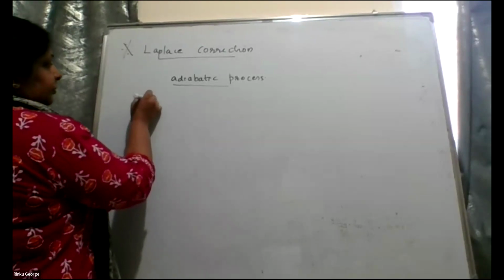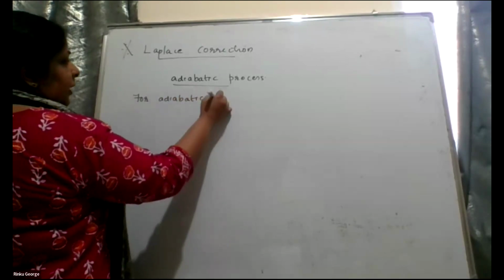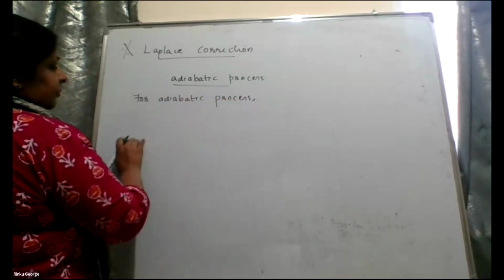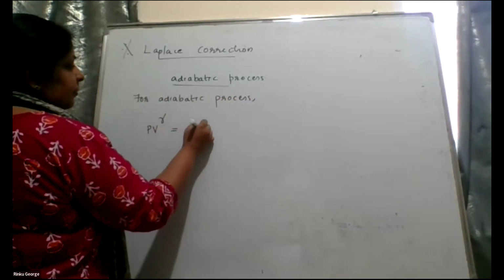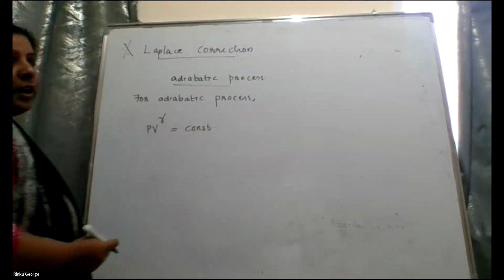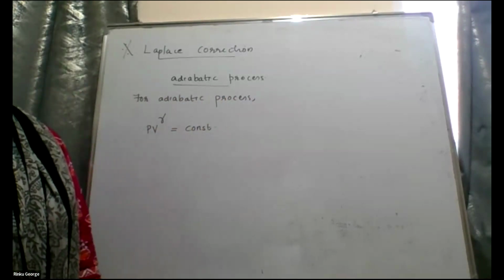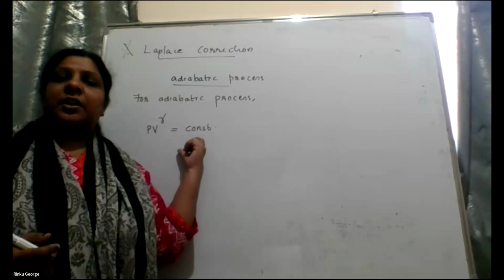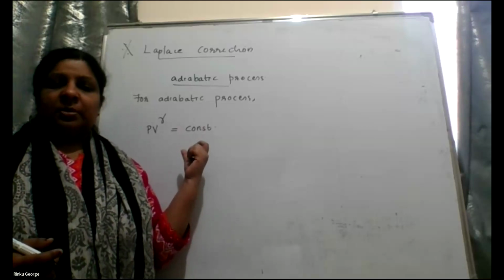Right. For an adiabatic process, PV raised to gamma is a constant. That is the equation for adiabatic. You will study it in the thermodynamics chapter, okay? Later you will study. For an adiabatic process, PV raised to gamma is a constant.